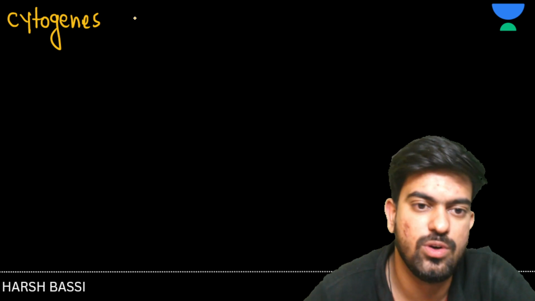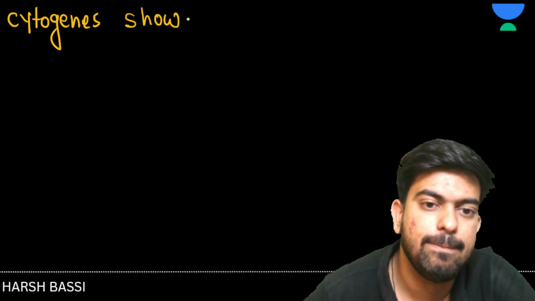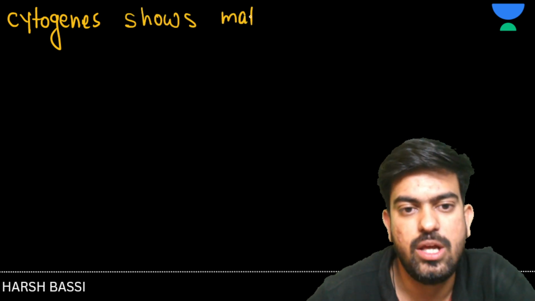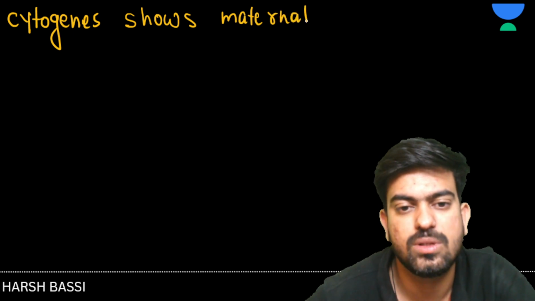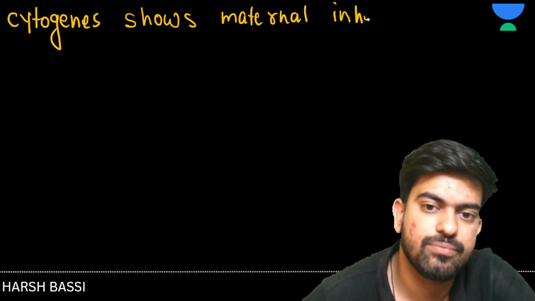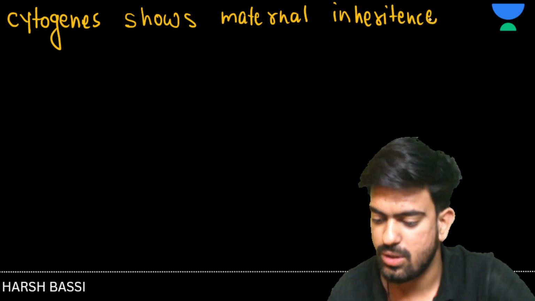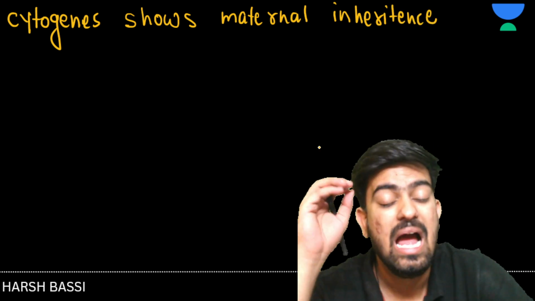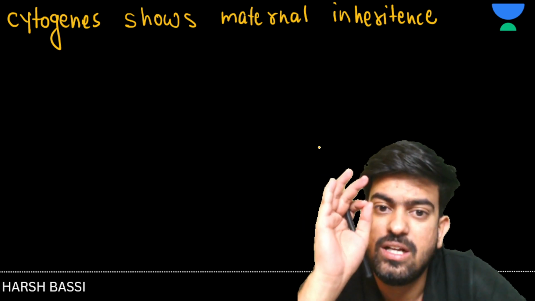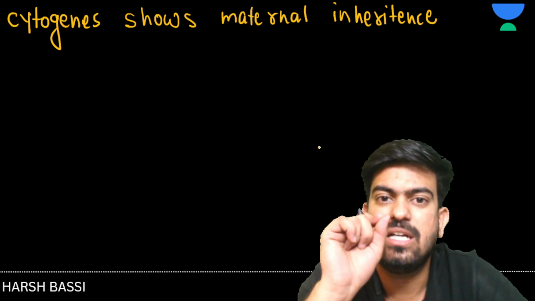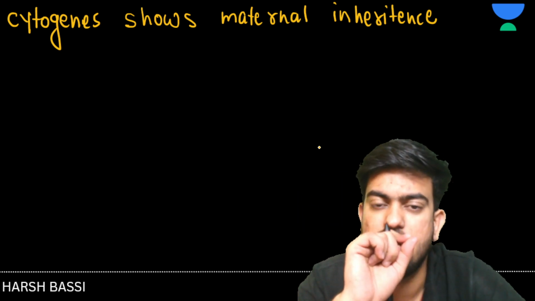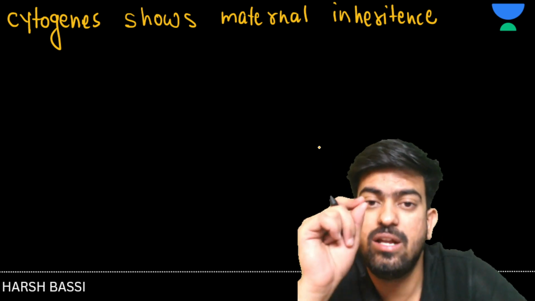So can I write here that cytogenes or plasma genes show maternal inheritance? Okay, maternal inheritance. Clear? And whatever phenotype is present in the mother, it will be reflected in the babies.